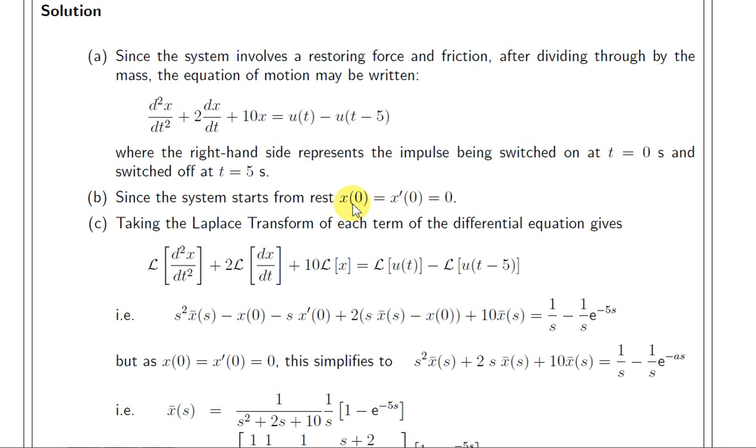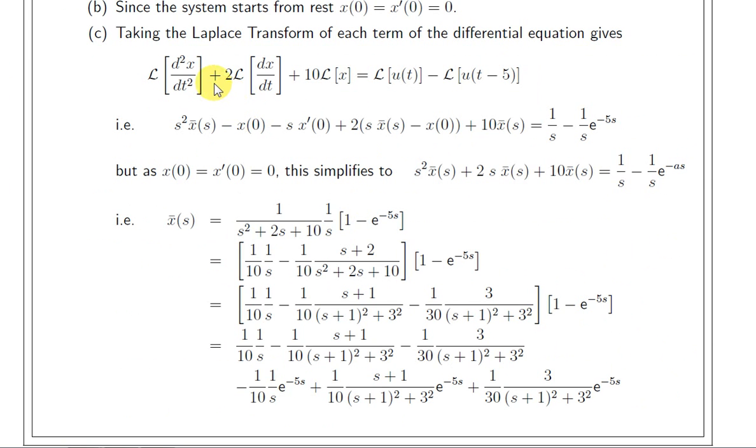We are given that the system starts from rest, so the value of x at 0 is equal to the derivative of x at 0, or the speed of the system at 0, which is 0. Now let's solve this differential equation. We take the Laplace transform of the differential equation. We have the Laplace transform of the second derivative. We covered that before. You can look that up. We have twice L of the first derivative, so here is L of the first derivative. We have 10 times L of x.